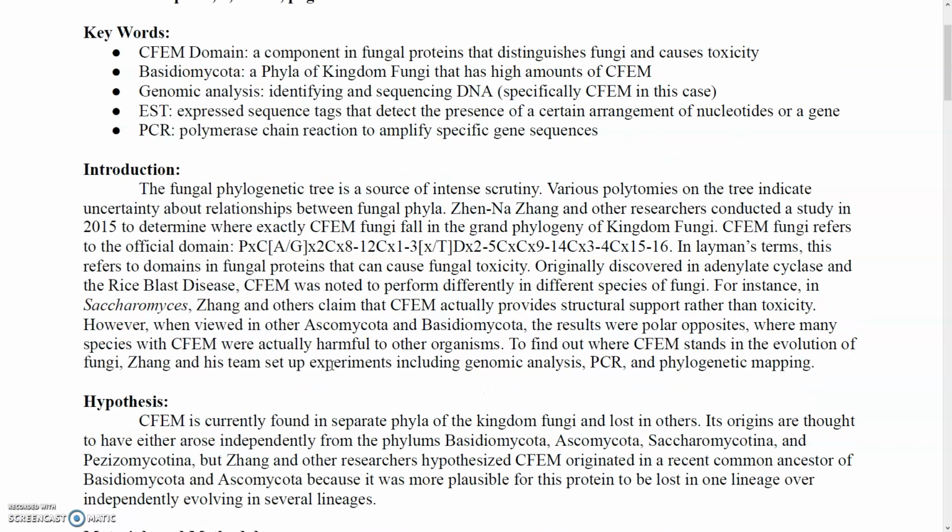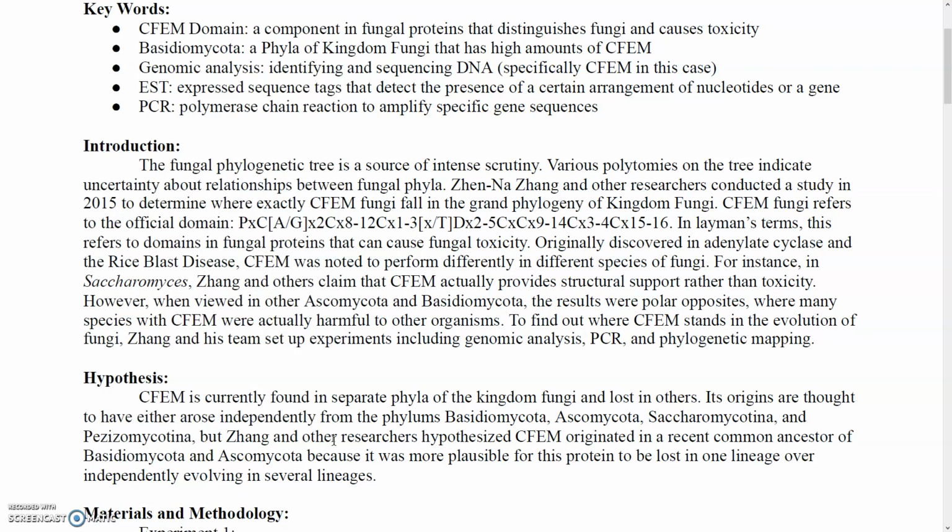Zhang's study was conducted in 2015, and its purpose was to figure out where CFEM fell in the phylogenetic tree for kingdom fungi. It was first seen in adenylate cyclase as well as the rice blast disease. But CFEM was noted to have different functions in different genera of the kingdom fungi. For instance, Zhang and his team took a look at the genus Saccharomyces, part of the phylum Ascomycota, and noted that CFEM present actually helped more in structural support than toxicity. However, on the other hand, CFEM can have toxic traits in the rest of Ascomycota and Basidiomycota.